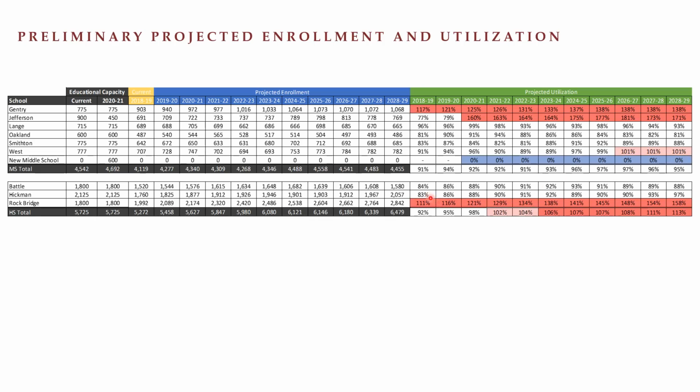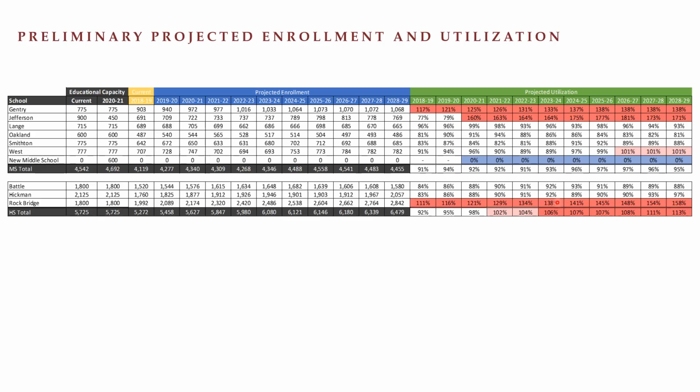If we look at the high schools, this illustrates the imbalance that we have currently. Currently, we're 84% at Battle, 83% at Hickman, and 111% utilized at Rockbridge. We do project an overall growth at the high school level, Battle going from 84% up into the 90s and then down to around 88%, Hickman from 83% up to 97%, and Rockbridge from 111% up to 158%. If we look at the high school utilization overall, it's at 92% today, projected to reach 102% by the 21-22 school year, and then 113% by the 28-29 school year.